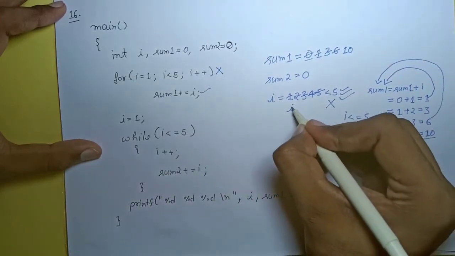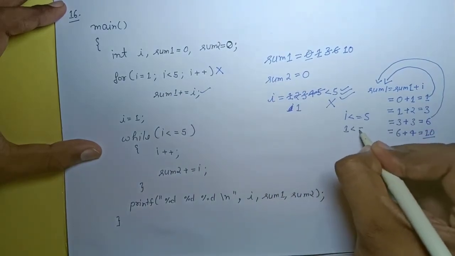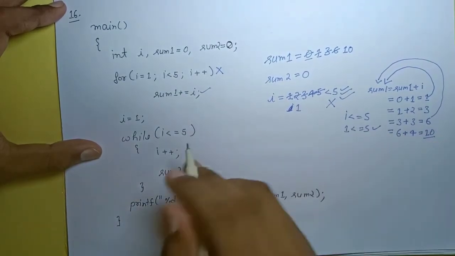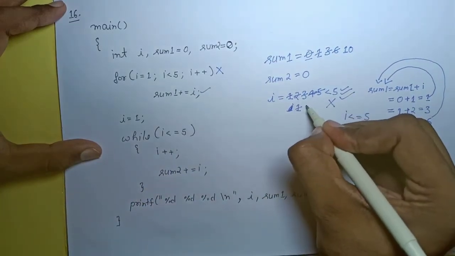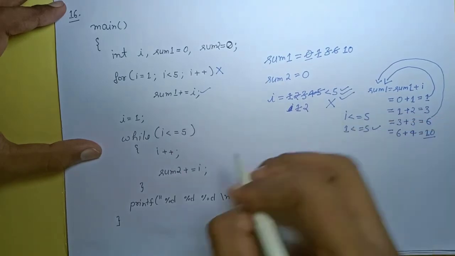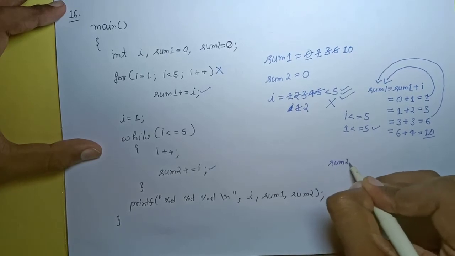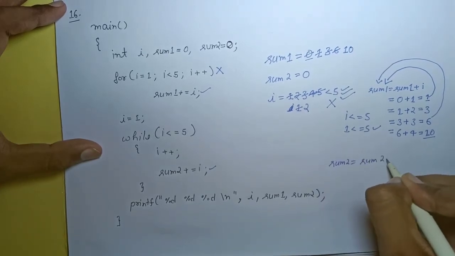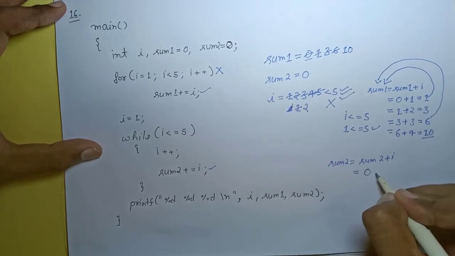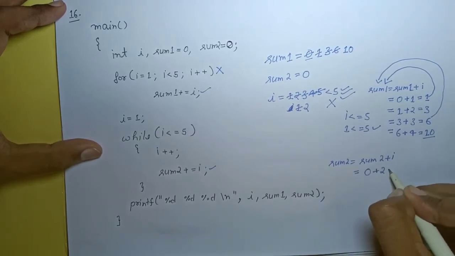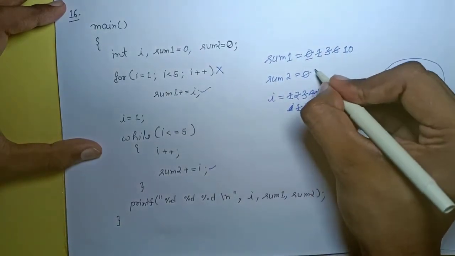We have a value of I as 1, which means that 1 is less than or equal to 5. Then we come inside the loop, and the value of I is increased by 1, which means the value of I is now 2, and this statement is executed, which says sum2 equals sum2 plus I. The value of sum2 is 0 and the value of I is 2, which results in 2, and the value 2 is stored in variable sum2.